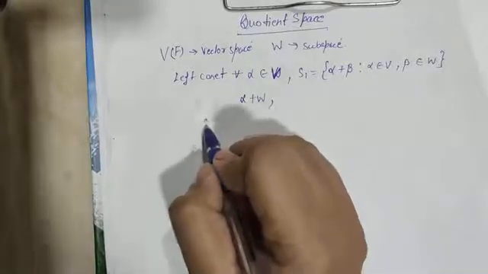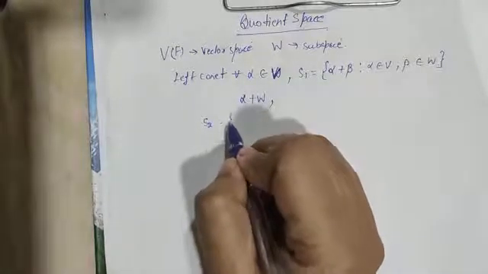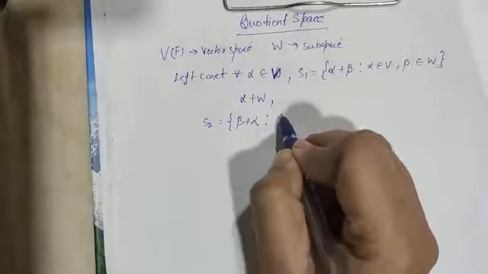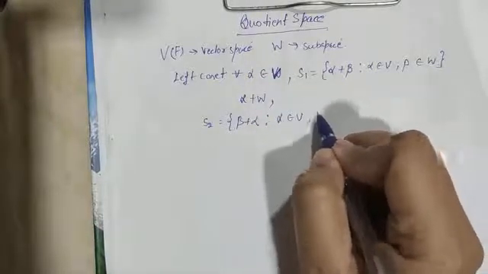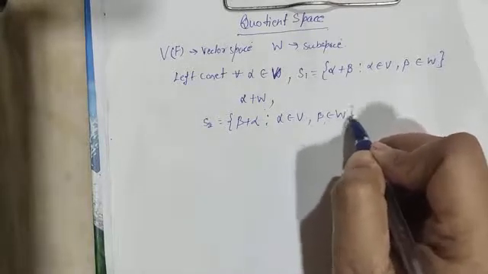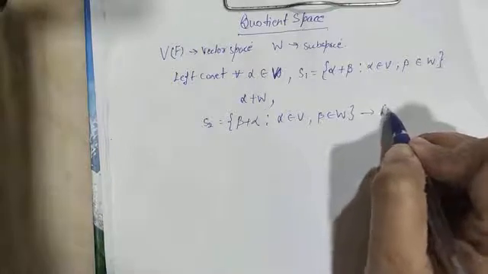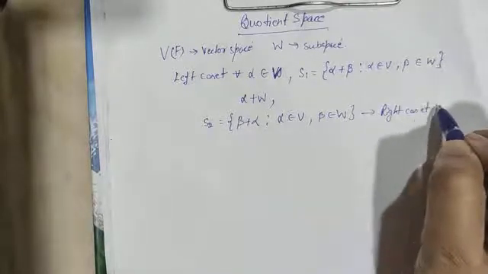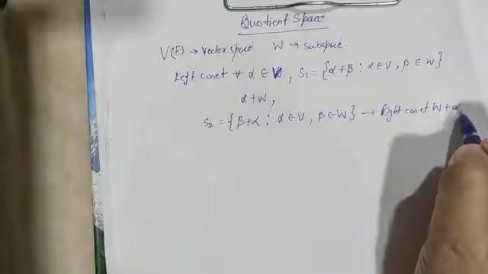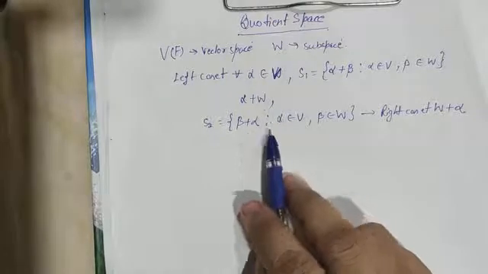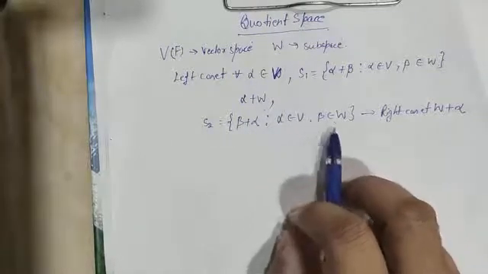Also the set S2 defined as beta plus alpha for alpha belongs to V and beta belongs to W is called right coset W plus alpha. That is, it is right coset generated by alpha and W.